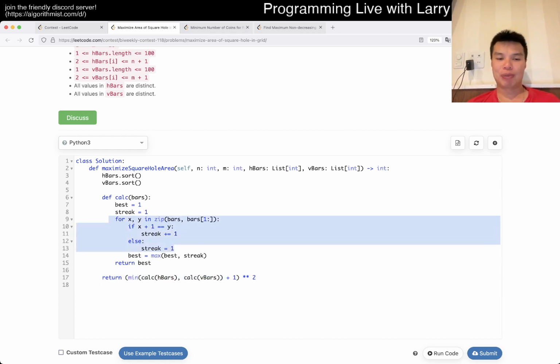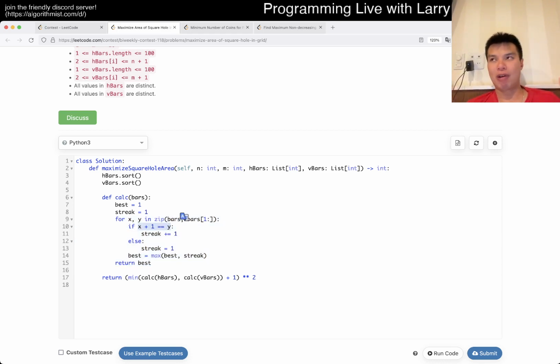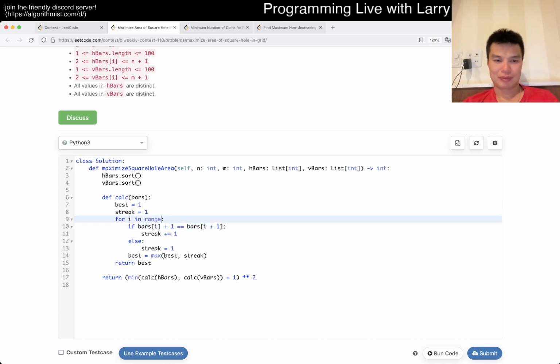And the streak finding is pretty straightforward. Just look at the 2 adjacent numbers to see if they're 1 off from each other. The way that I write this is not very understandable, but basically it just zips with a 1 offset from each other. But you could have just written i and i plus 1 or something like this, right? And that'll be fine too.